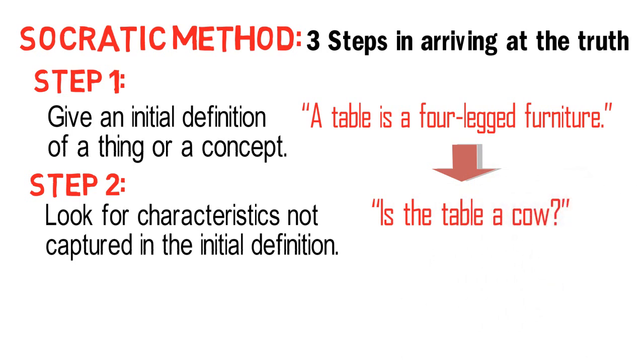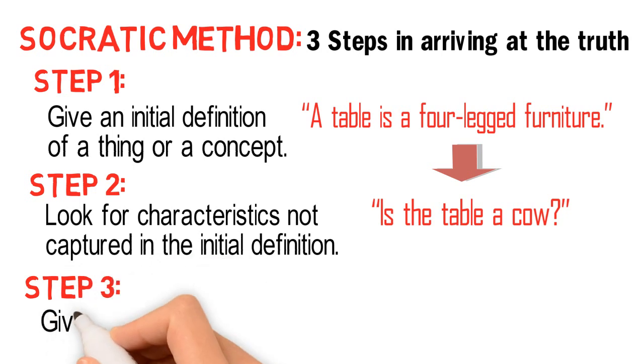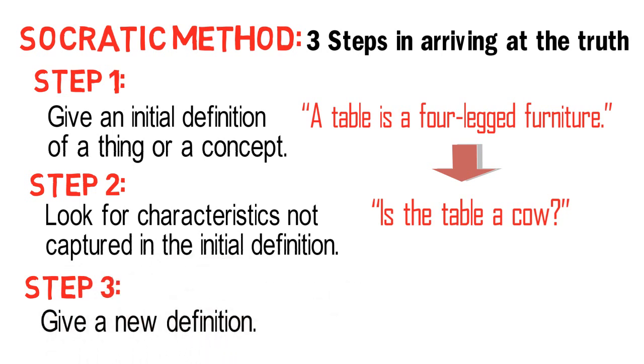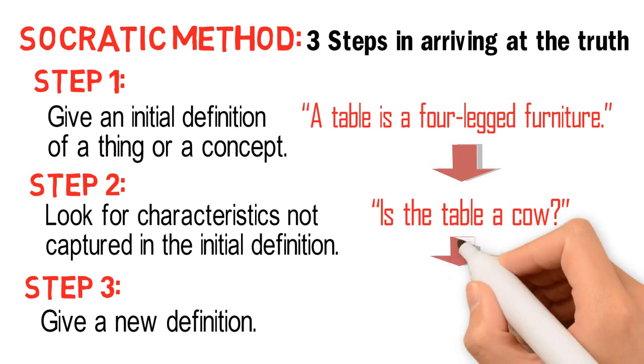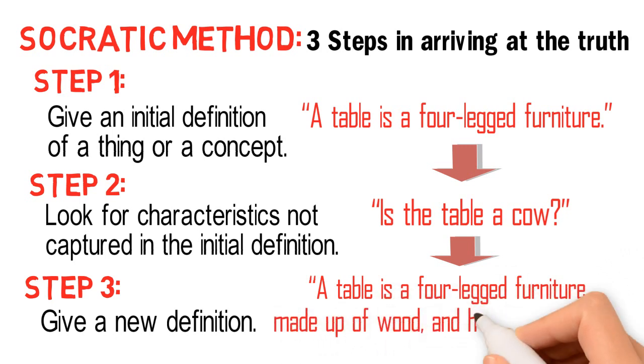We raise this question because if our initial definition of the concept of a table is based solely on the idea of four legs, then it follows that anything that has four legs can be called a table. But is a cow really a table simply because it has four legs? Obviously not. This question would lead us to the third step, where we give additional or new definition of a table. Thus, we may say, a table is a four-legged furniture made up of wood and has a flat surface.